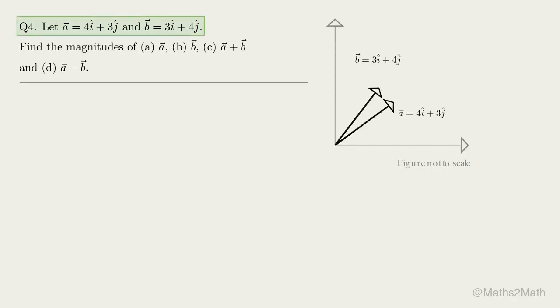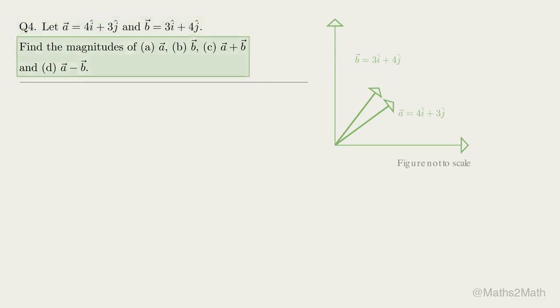Question 4. Let A equal 4 i hat plus 3 j hat and B equal 3 i hat plus 4 j hat. Find the magnitudes of A, of B, of A plus B, and of A minus B. What does this mean? Four lengths, each from the root of the sum of squared components.